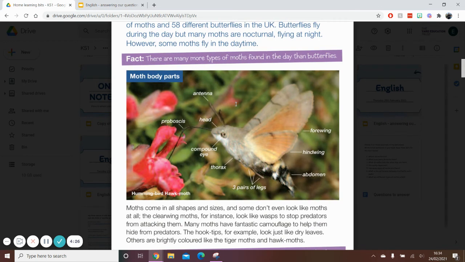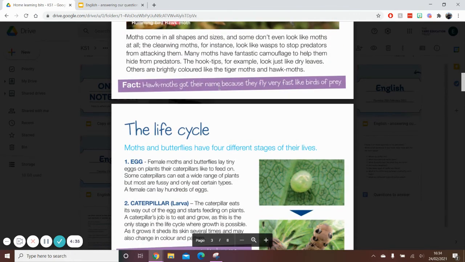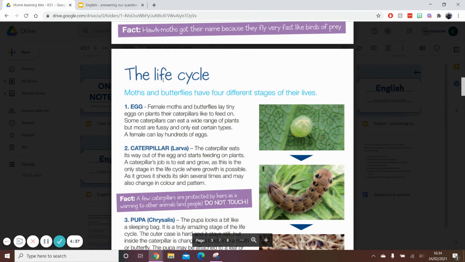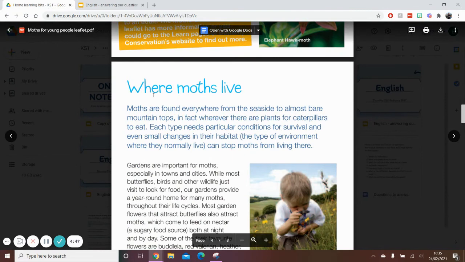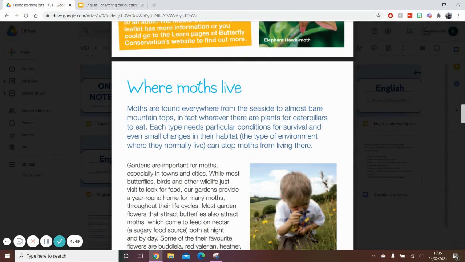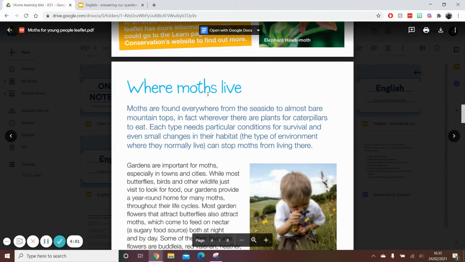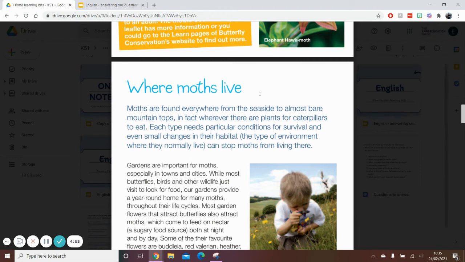Oh, now there's a picture of a moth and the heading is moth body parts. No, I'm not looking for their body parts, I want to know where they live. The next heading says the life cycle. Oh, that sounds interesting and I want to read about that, but I don't think it will help me answer my question, where do moths live? This title says where moths live. Yes, I think this will help me to answer my question. So this is the page that I'm going to read.